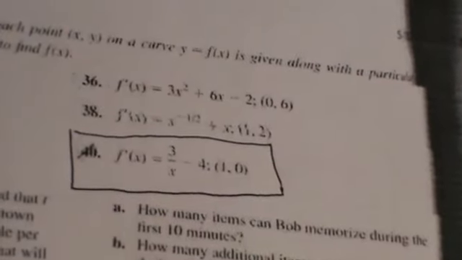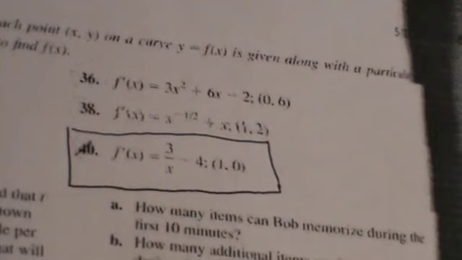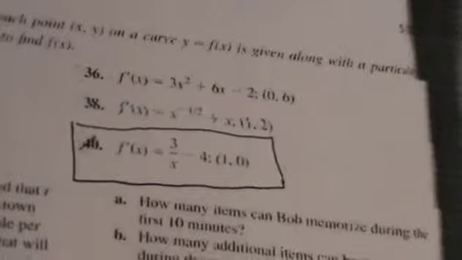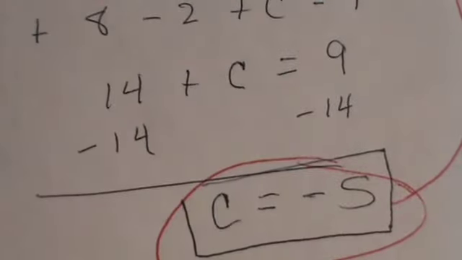Okay, so please look at the instruction. It says in problem 35 through 40, the slope f prime at each point is given along with a particular point on the curve. Use this information to find your function f of x. Okay? So let's think about that. For problem number 40, what do we have?